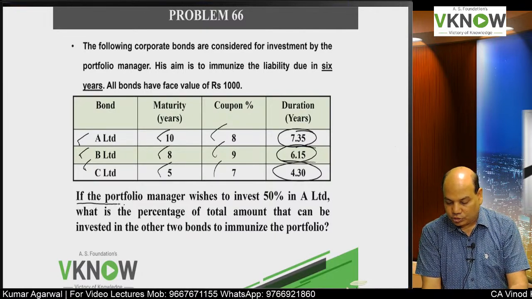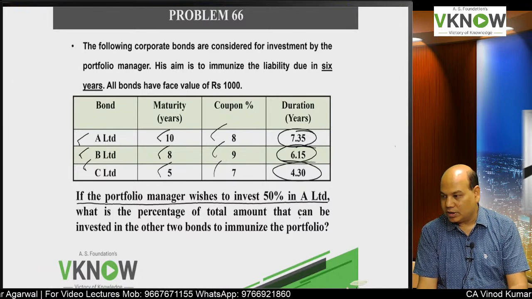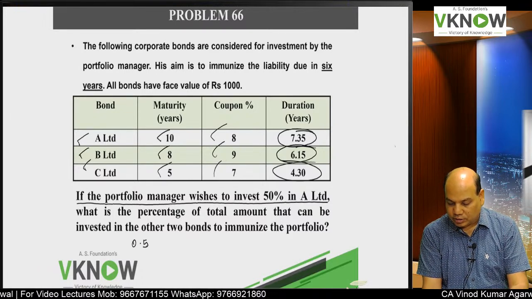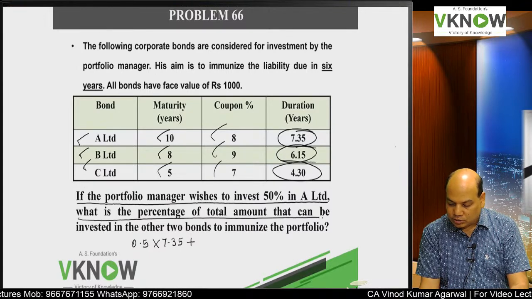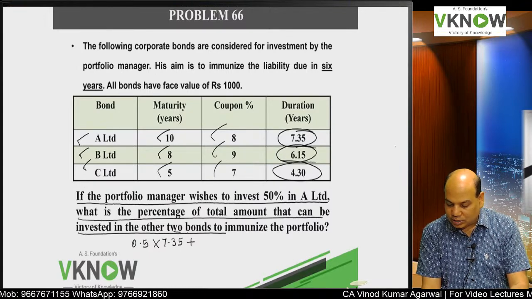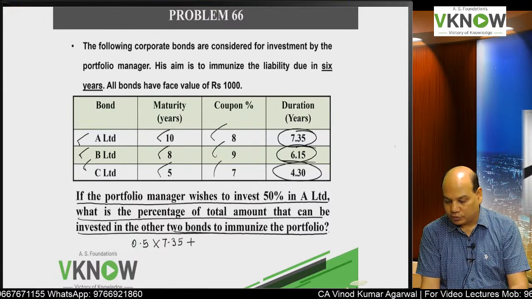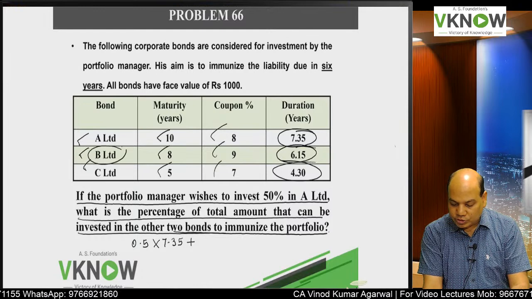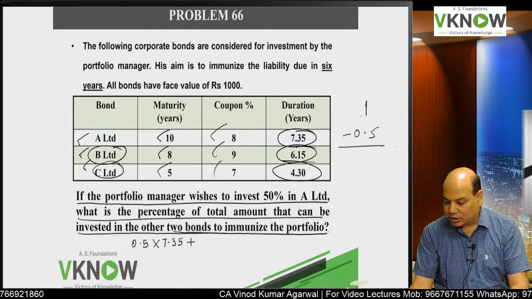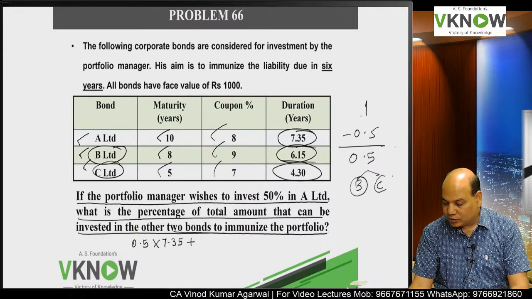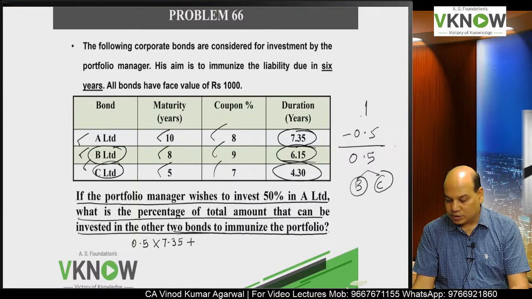Question is, if the portfolio manager wants to invest 50% in A, so 0.5 in A, whose duration is 7.35, what is the percentage of total amount that can be invested in the other 2 bonds to immunize the portfolio? Other 2 bonds means bond B and bond C. Total weight of the portfolio is 1. 0.5 is invested in A. So 0.5 will have to be invested in B and C.